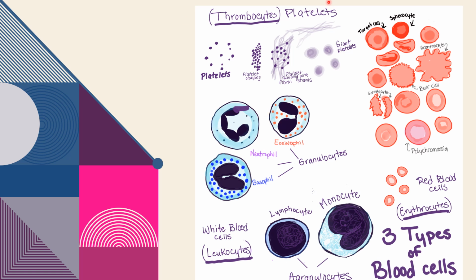Platelets are also known as thrombocytes, and they can be seen in the blood either by themselves, spaced out, they can be clumped together, they can be stuck in fibrin strands, and sometimes we see immature giant platelets.